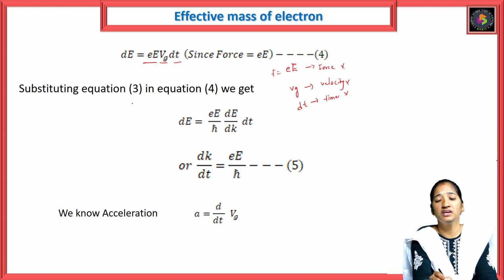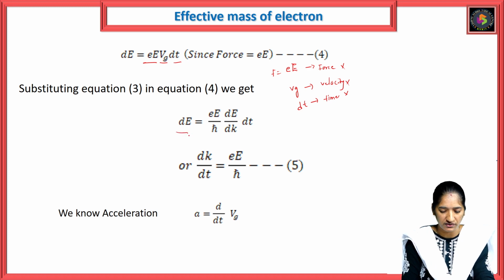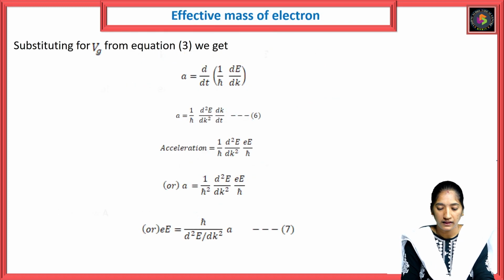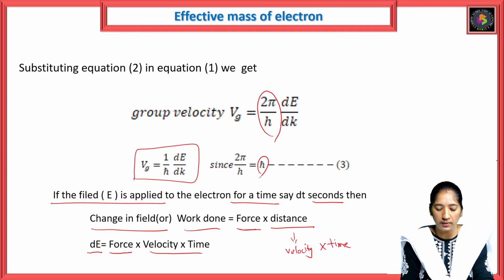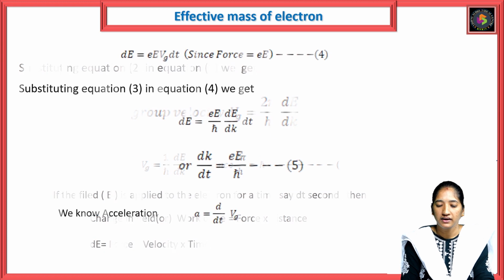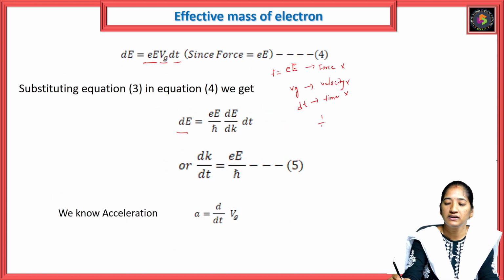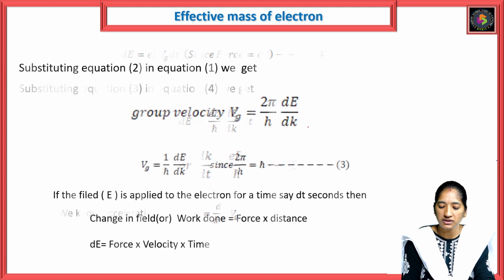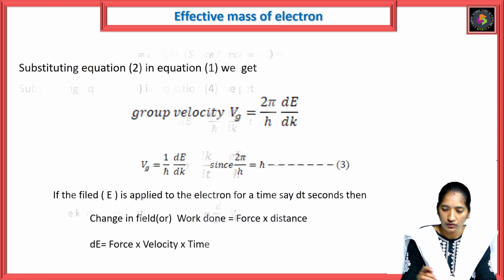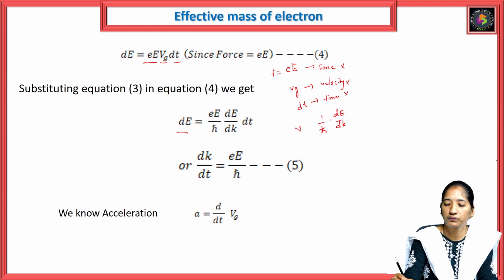Substituting equation 3 in equation 4. So dE is equal to, what is equation number 3 here? dE is equal to 1 by h cross dE by dk. So that is equal to equation number 3. What is equation number 3? Vg is equal to.